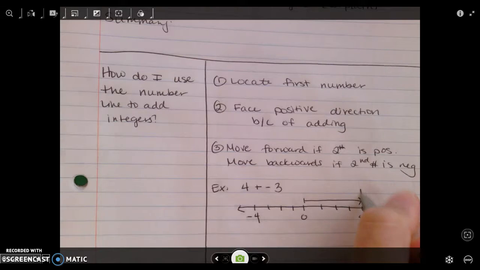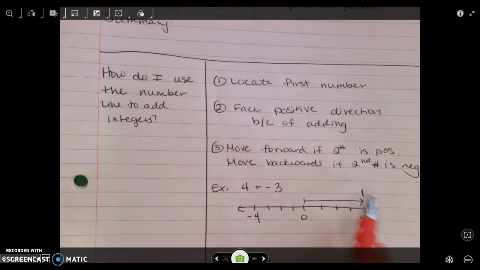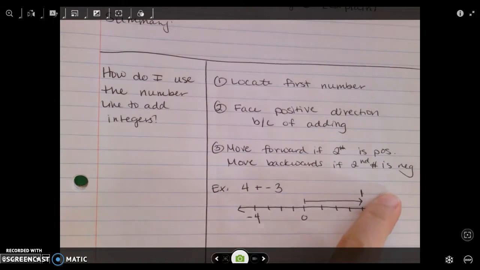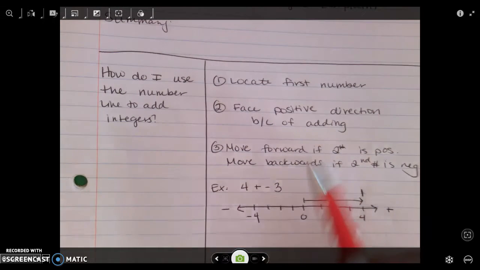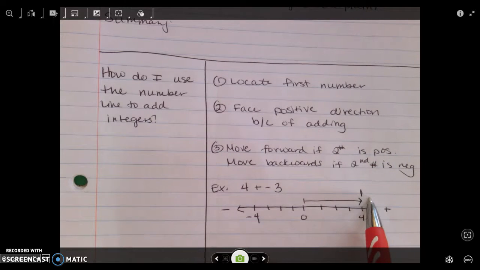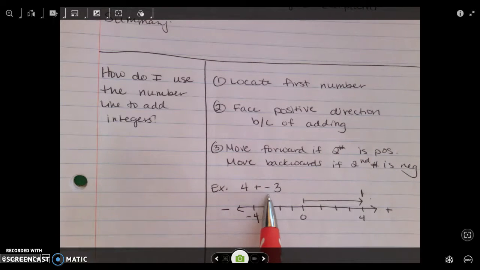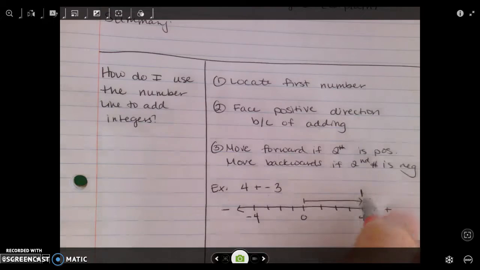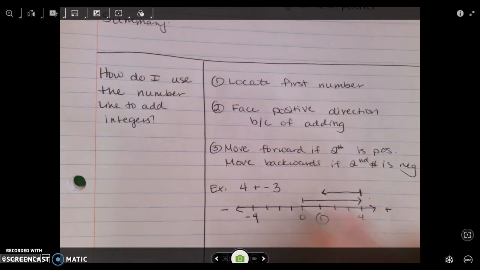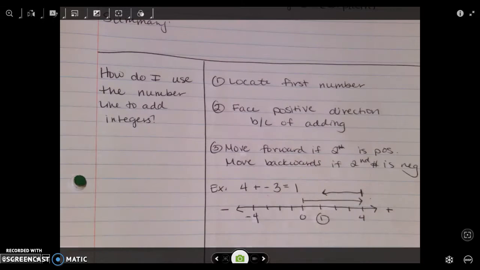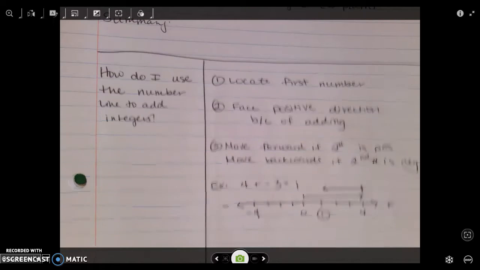Now I'm here. I'm going to pretend I'm standing here and I'm facing the positive direction, because this is your positive direction, that's your negative direction. Since we're adding, we face the positive direction. I look at my second number and it's a negative 3, which tells me I move back 3, so I end up at 1. So that's how you can use the number line to add integers.